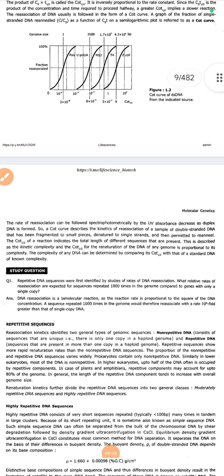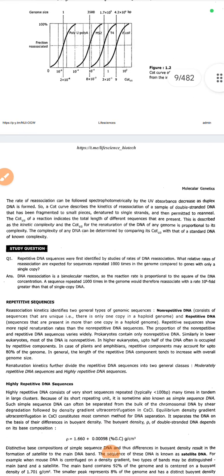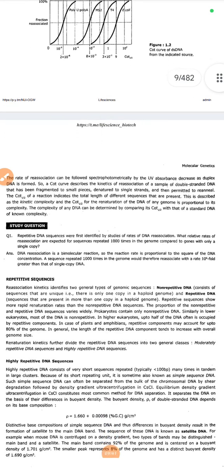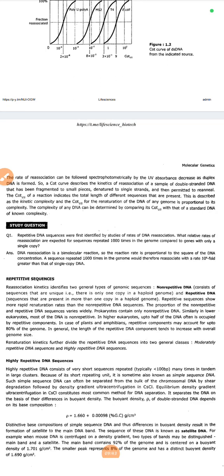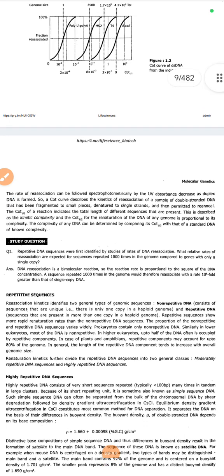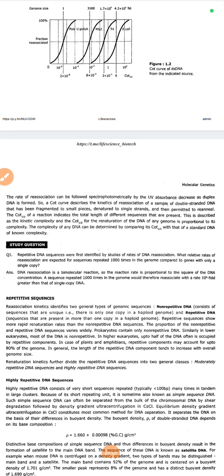The rate of reassociation can be followed spectrophotometrically by the UV absorbance decrease as duplex DNA is formed. When there is duplex DNA, there will be low absorption. So a Cot curve describes the kinetics of reassociation of a sample of double stranded DNA that has been fragmented into smaller pieces, denatured to single strands, and then permitted to reanneal.